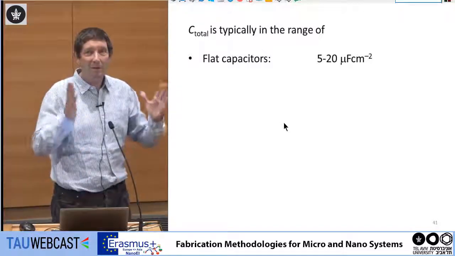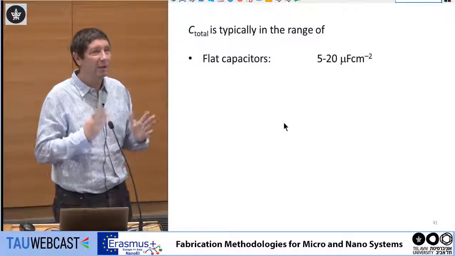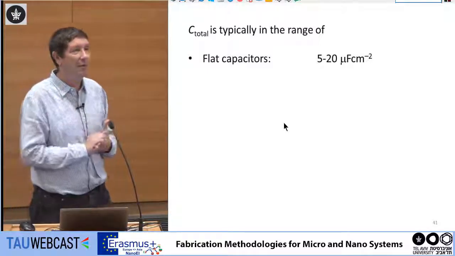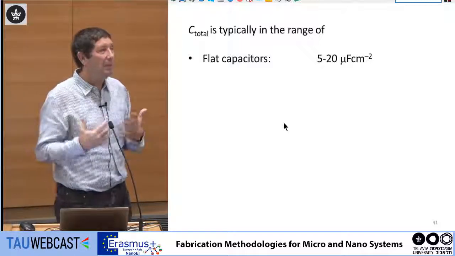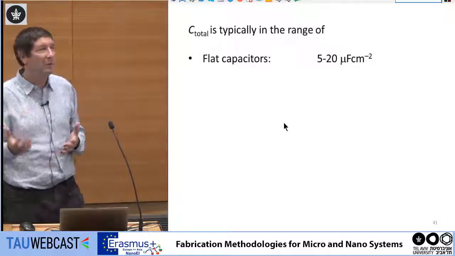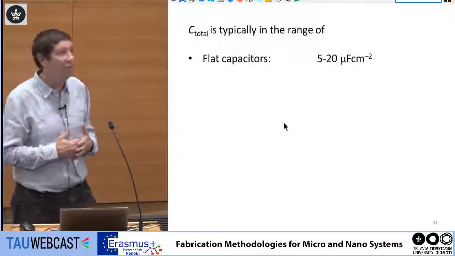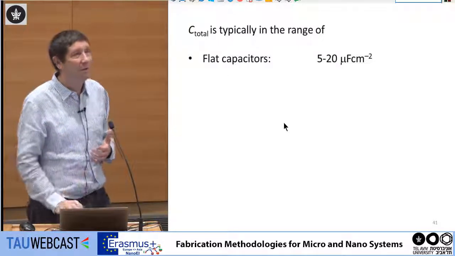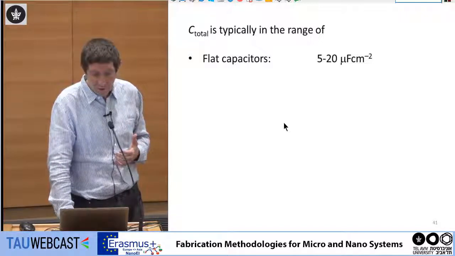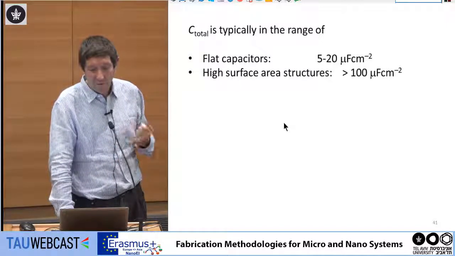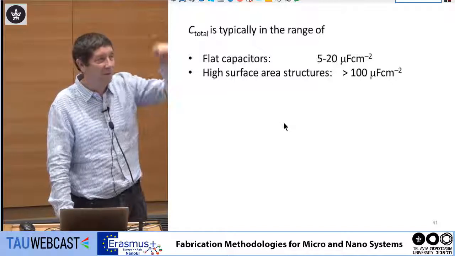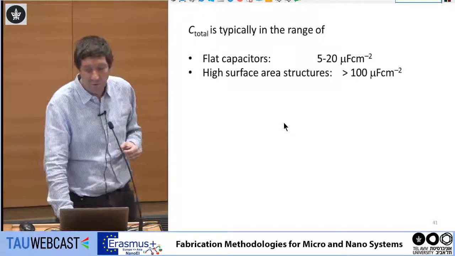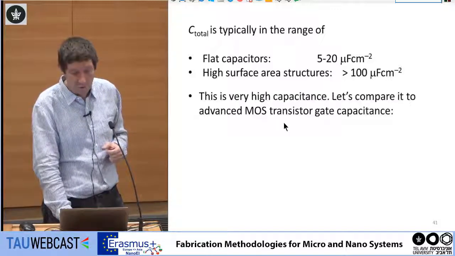Now, if you take a parallel plate capacitor, like a MOS device gate or a gate in a circuit, typically the capacitance will be 10 to the minus 8, 10 to the minus 7 farad per centimeter square. Here, it's 10 to the minus 5. This is why electrolytic capacitance is so high. And if you have a high surface area, if you roughen the surface, if you take nanoparticle surface, then it can be more than 100 microfarad per centimeter square, which is huge.